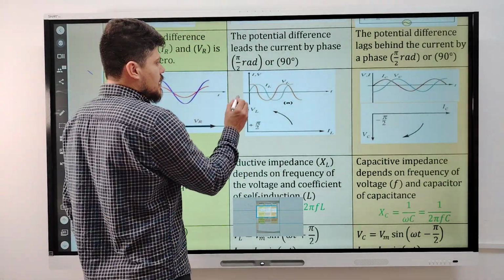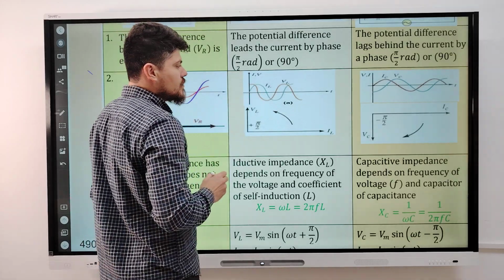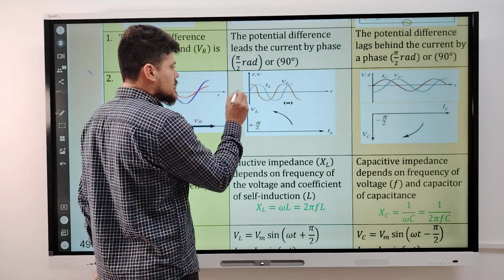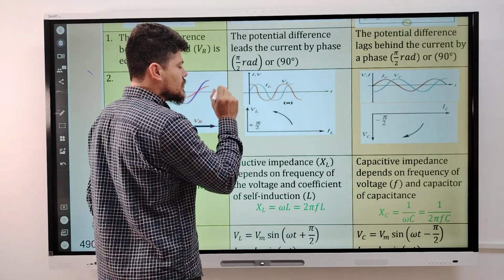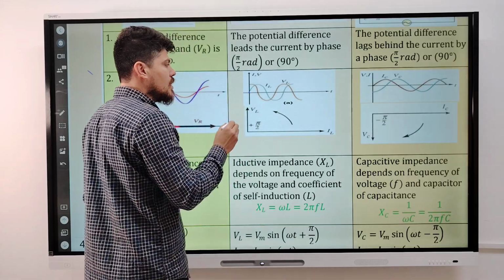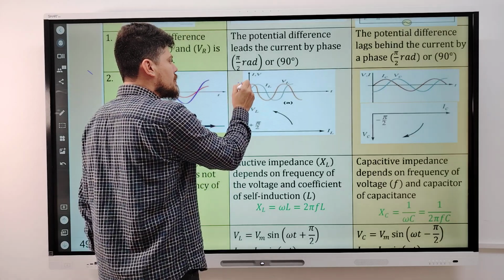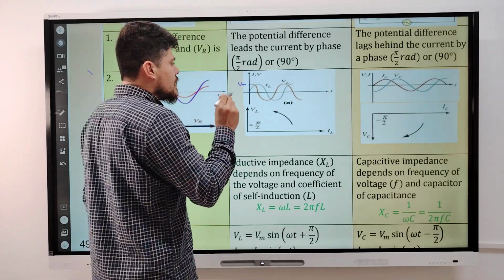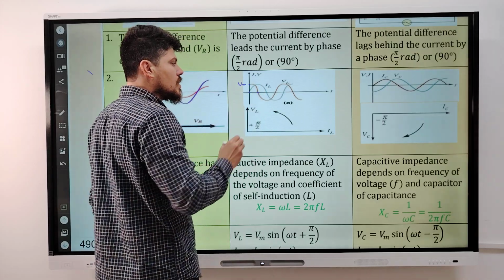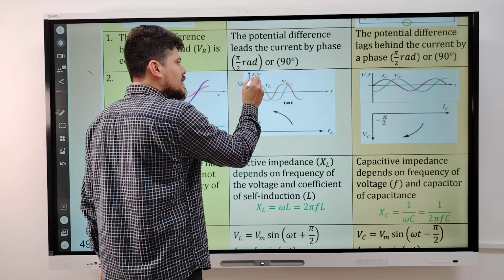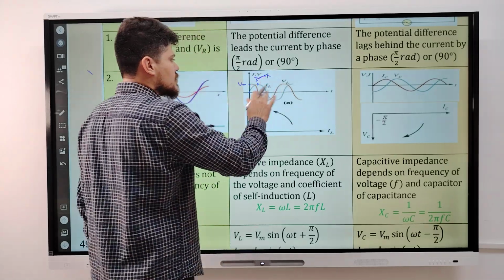in this figure. The blue curve is current across the inductance and the red curve is potential difference across the inductance. At this point, current is zero, the ammeter reading is 0. It means that the current is 0. When current is 0, what is the magnitude of potential difference? Maximum value. And when the potential difference becomes 0, current is what? Current has maximum value. Okay? And so on.